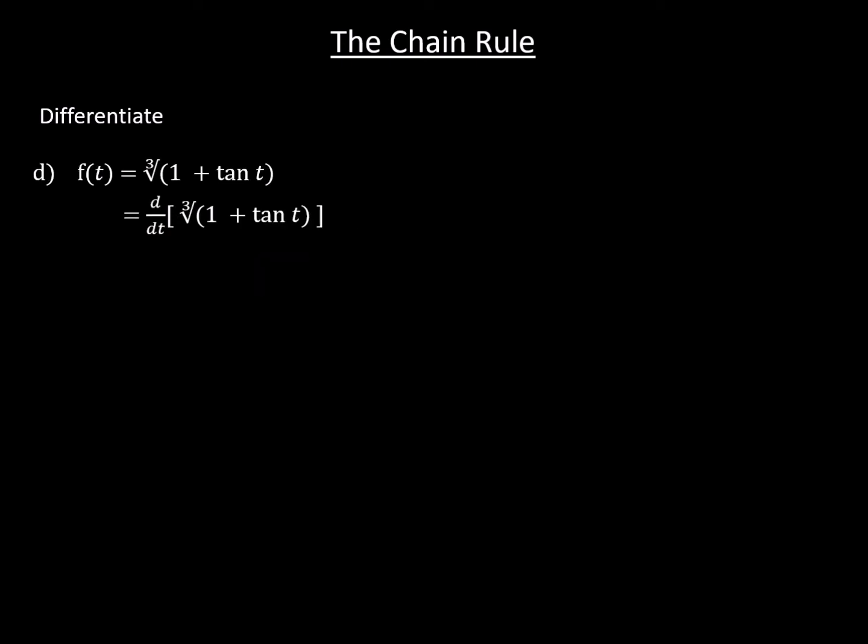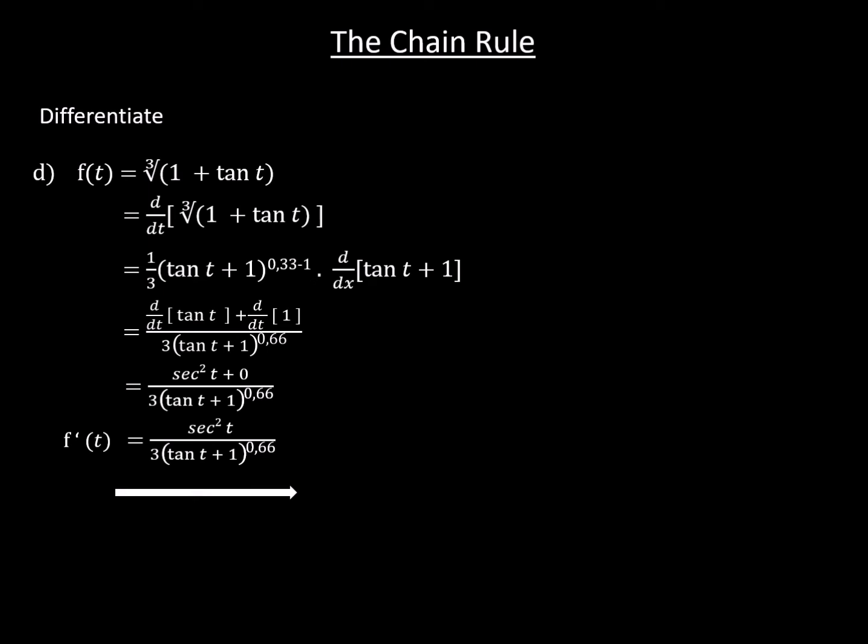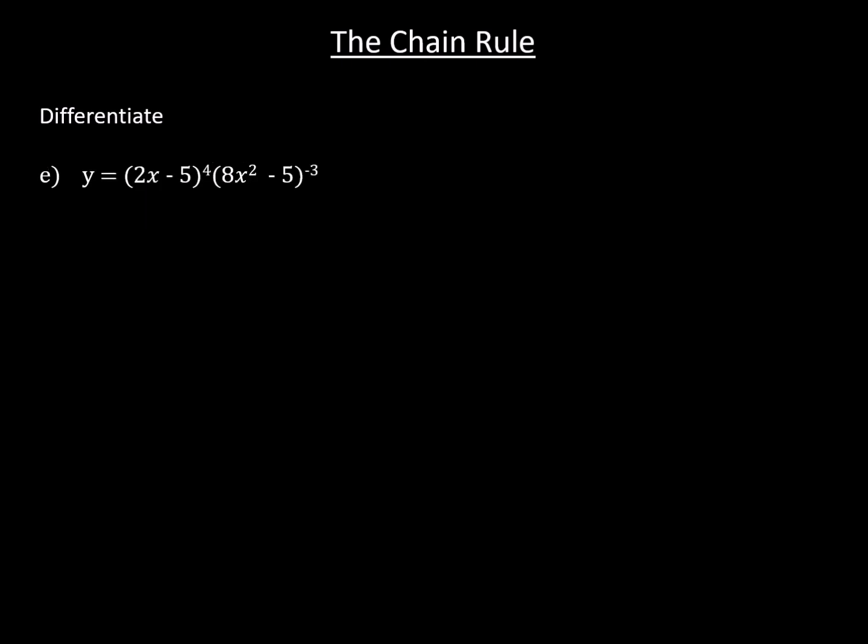Now let's do d, the cube root of 1 plus tan t. We first add the derivative notations. Again, it's a function of a function, so we apply the chain rule. We then differentiate each summand separately, then simplify until we get sec squared t over 3 times the cube root of (tan t plus 1) squared.